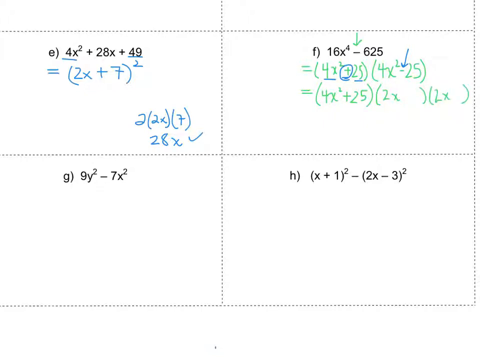The square root of 25 would be 5. So put that at the ends of the brackets, make one a plus, make one a minus. And now I'm done. There's nothing more I can factor in that one. That is its prime factorization.